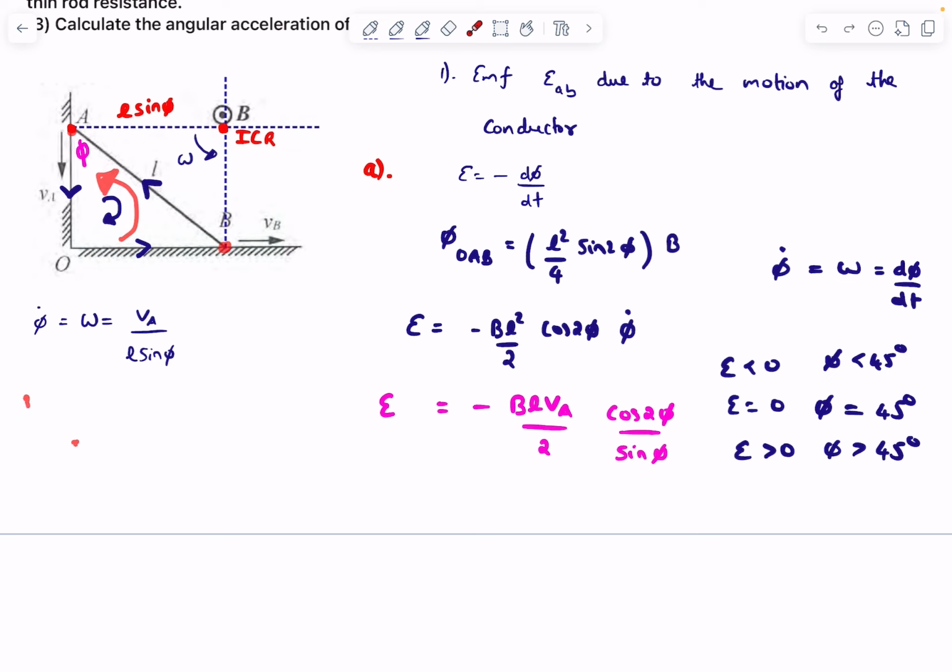Okay, so now the power dissipation across the resistor is pretty easy to find. So firstly, the current through the resistor is the EMF generated divided by the resistance, right? Which will be equal to this particular value.